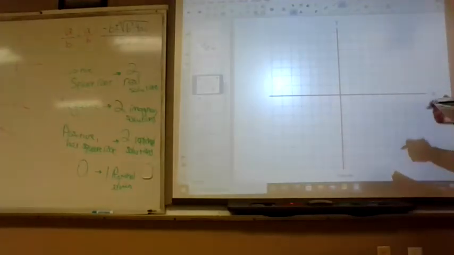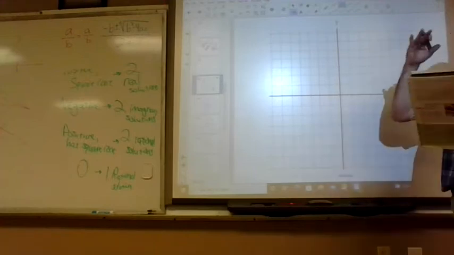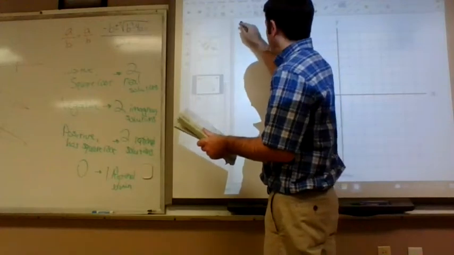X squared minus 2. How do we graph this? So this is kind of a review of yesterday. A lot of it does say greater than, so that is new. But it's going to be pretty similar to yesterday.